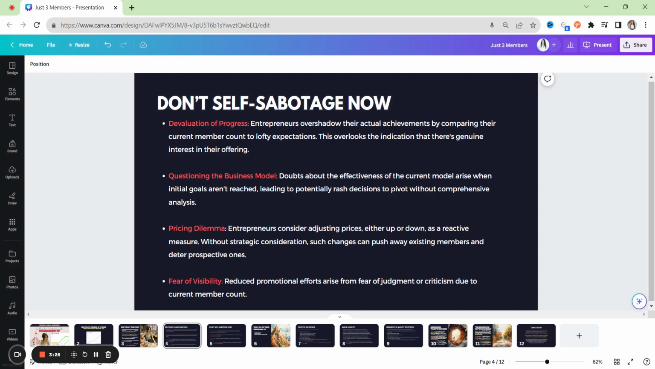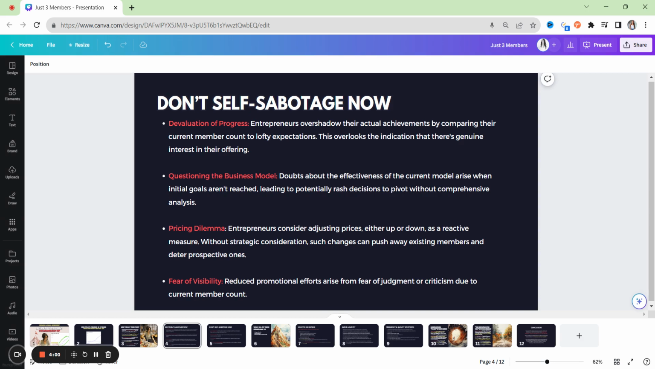It leads to us questioning the business model. So very often what kicks in next is doubts about the efficiency of the current model, and that leads to decisions about pivoting without a comprehensive analysis, right? So what I then see often is people have initial success with their membership, growth stalls a little bit, and instead of figuring out the things that they need to figure out right now, they go back to high ticket coaching. They go back to focusing on one-to-ones, etc. Instead of pushing right now, right?